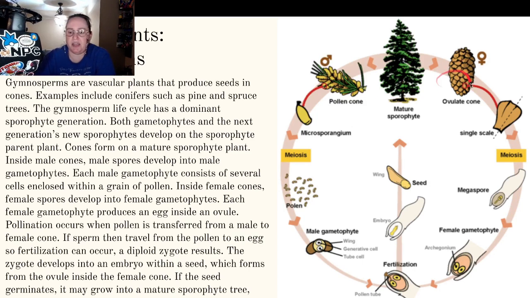And same thing with the pine cones. Once the female pine cones are done, they'll get bumped off, and then again, hopefully the seeds scatter and bada bing, or the squirrels eat them all, however it goes.